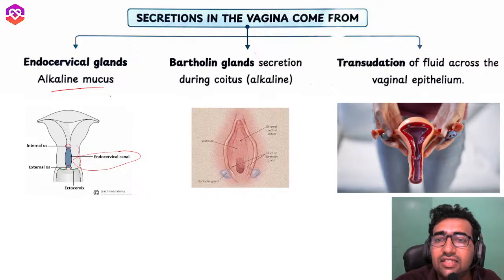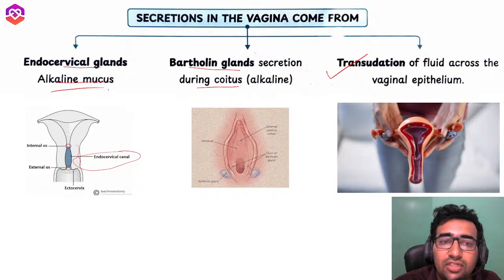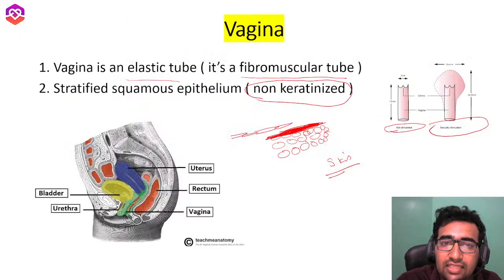So the secretions that influence the vagina include the normal vaginal epithelial glycogen secretion, Bartholin gland secretion during sexual stimulation, and endocervical gland alkaline mucus also come to the vagina like this. Okay, so these are the secretions. If I go back, you can see here what are the things I told you.